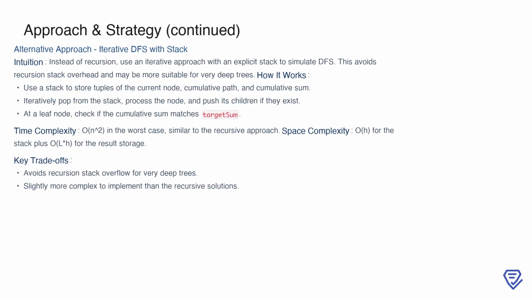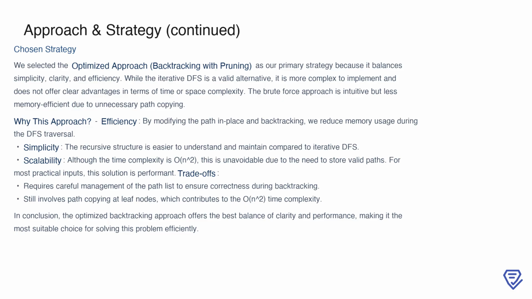While effective, the iterative DFS can be slightly more complex to implement and might not offer significant advantages for most practical cases. Ultimately, the optimized backtracking approach is the most suitable strategy for solving this problem. It offers a good balance between clarity, efficiency, and scalability. By modifying the path list in place and reverting changes after exploring each branch, we minimize memory usage while maintaining simplicity in the recursive structure.